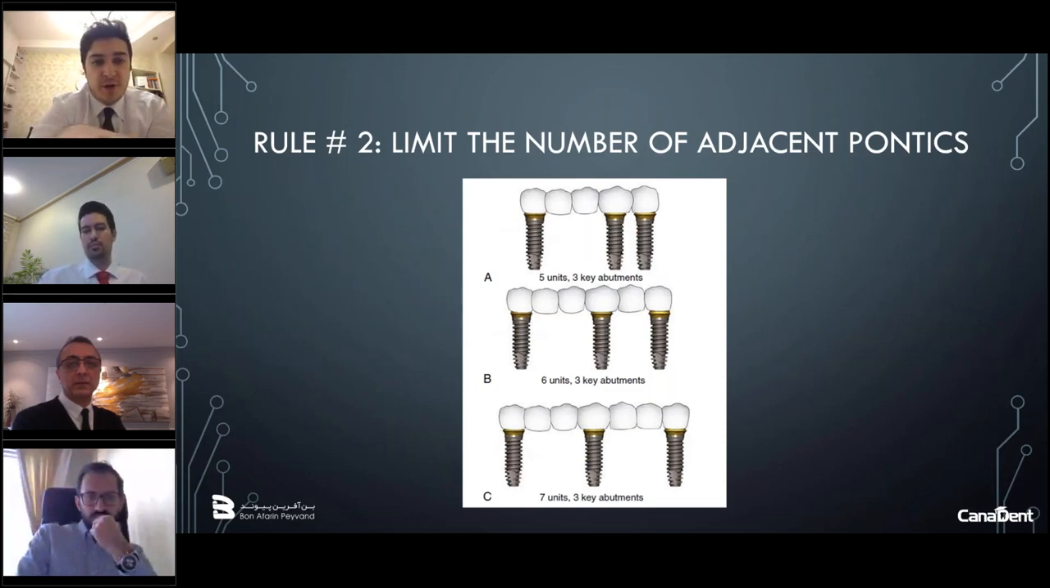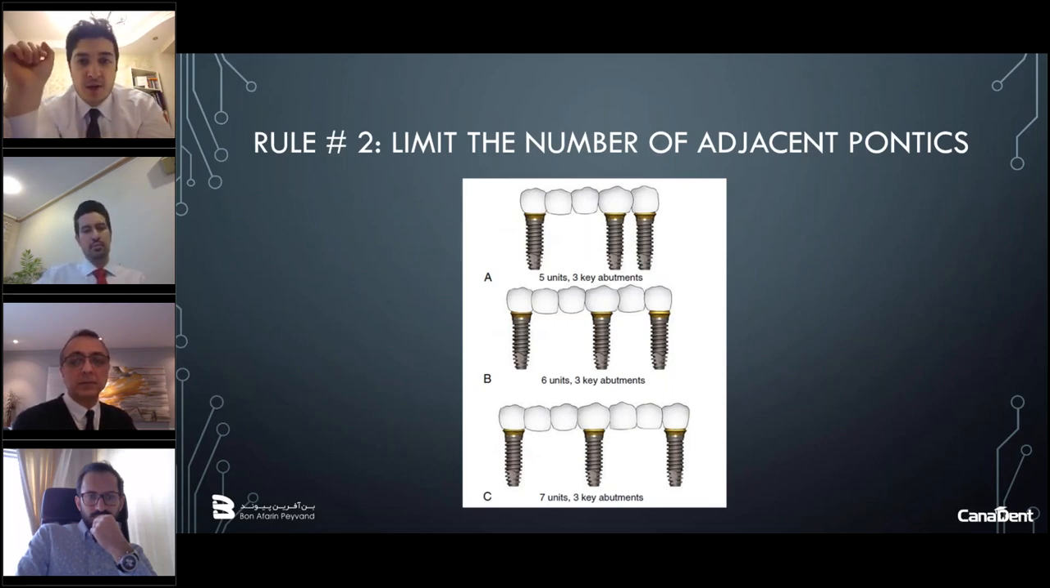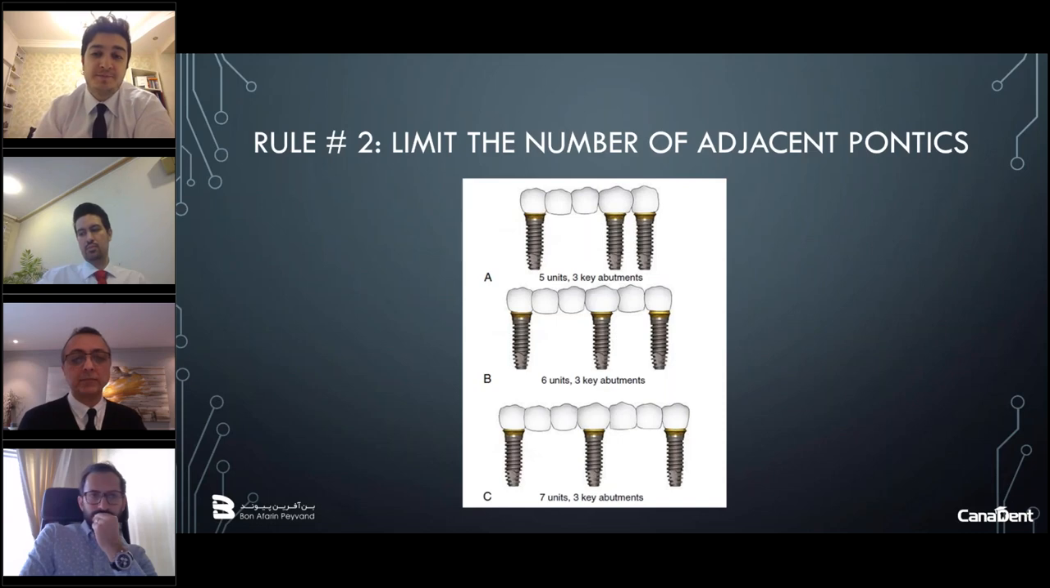See, for example, in number A, we use three fixtures only for a five unit bridge. That's why, because if we use only the two ends, we will have three pontics, which is not the rule. Or if we want the six unit, we can still use three fixtures. And in the seven unit, we can still use three fixtures. So by proper positioning and proper treatment planning, we can reduce the need for implant placement.